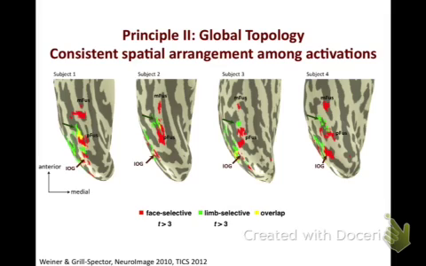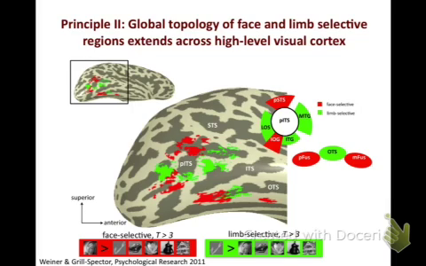So these are just 4 other examples. These are 4 brains, and you can see that in each of these brains, the limb selective activation basically falls in between the 2 face selective patches, the mFus faces and pFus faces. And as I said before, this organization extends onto the lateral surface.